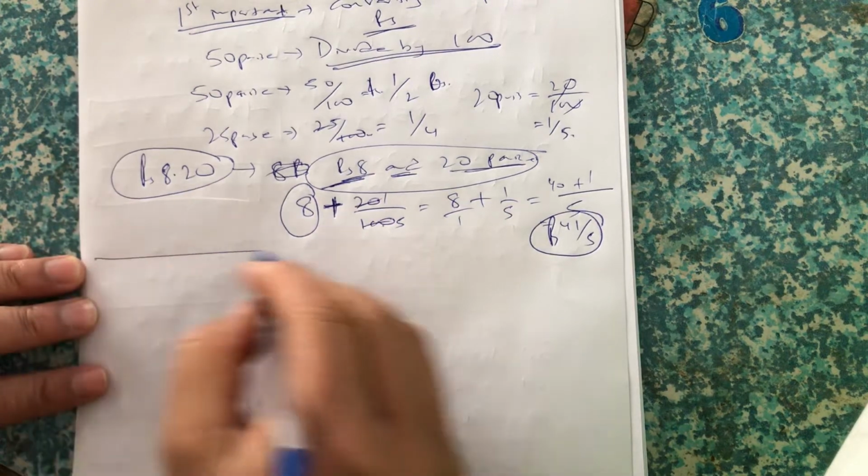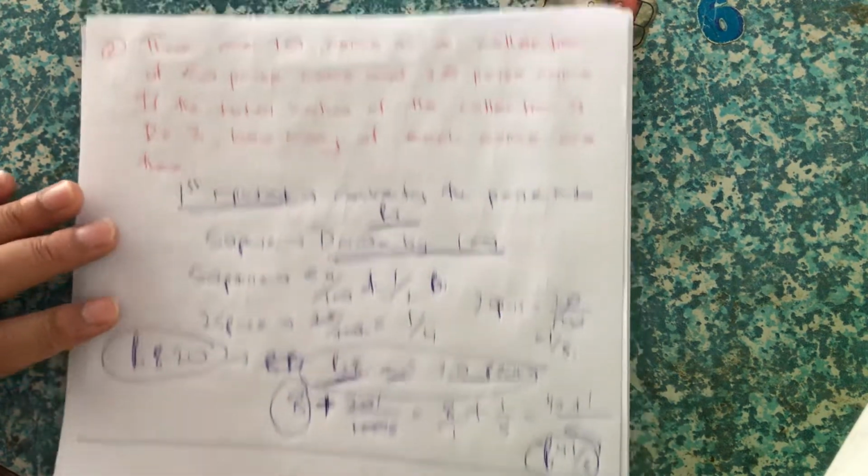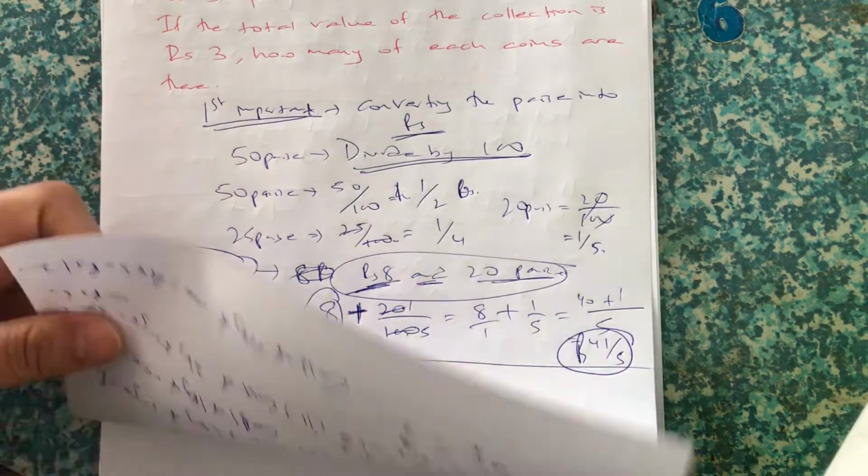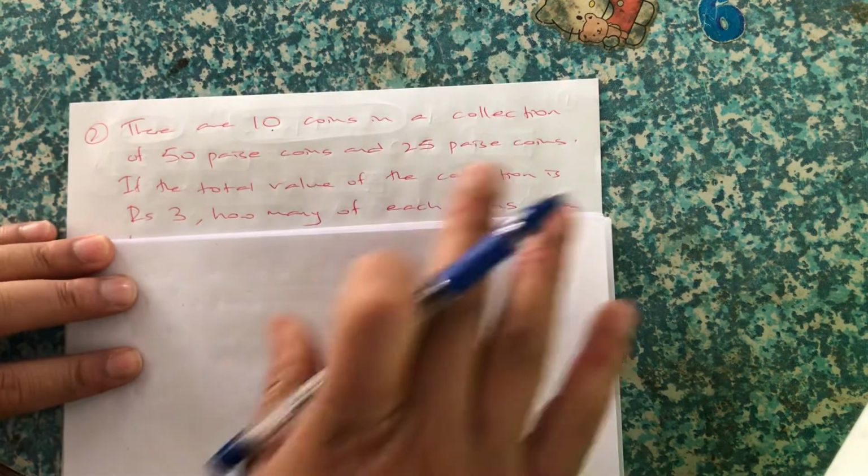So that's the first important thing. Now how do I start? Now it says there are 10 coins. So how do I start? We say 50 paise coins and 25 paise coins, isn't it? So how do I start? I'll write it on the next page.